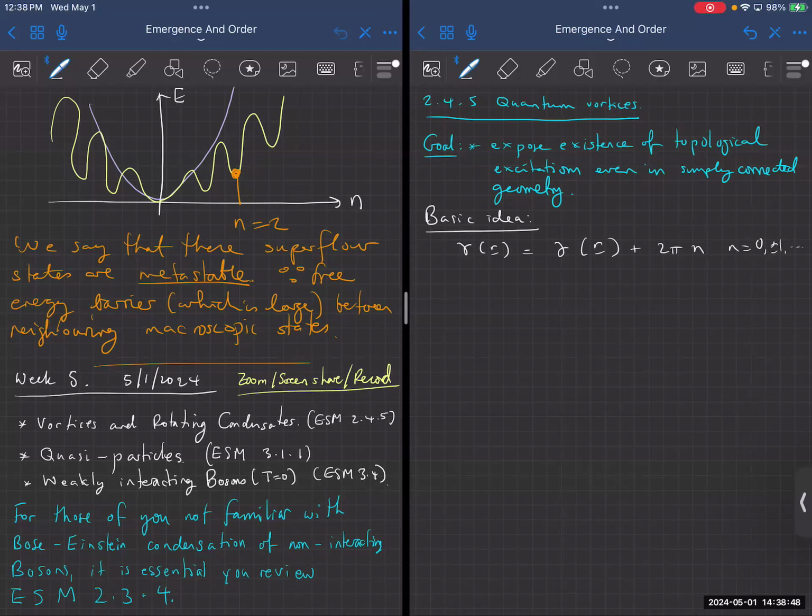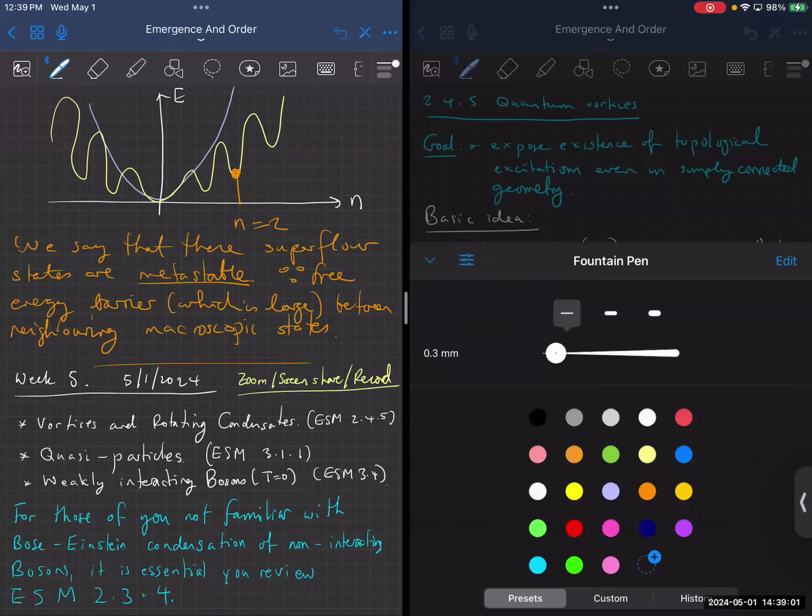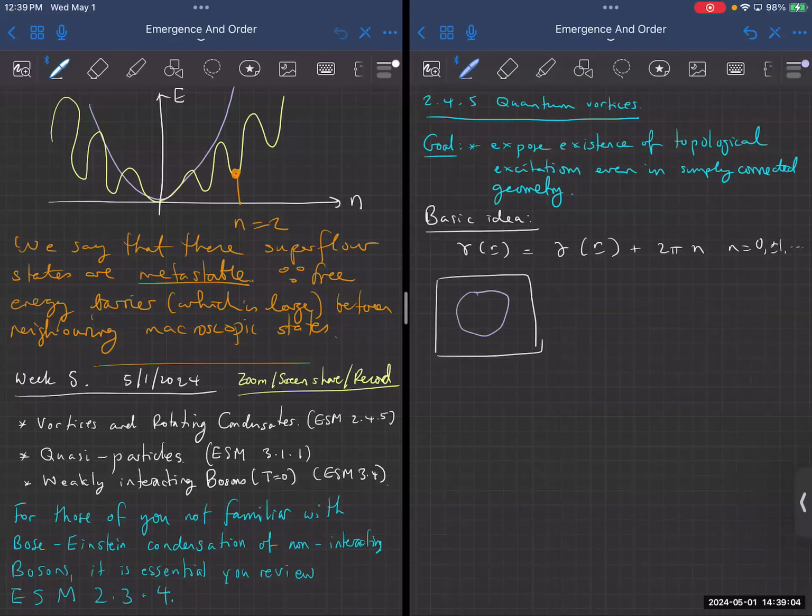Okay, so I can add and subtract multiples of 2 pi. So let's suppose that I have some 3D volume of, say, a superfluid, and now I make some contour in that volume. Then what I can do is measure the circulation. So the integral around this contour of the superfluid velocity is from the formula that I wrote down last time.